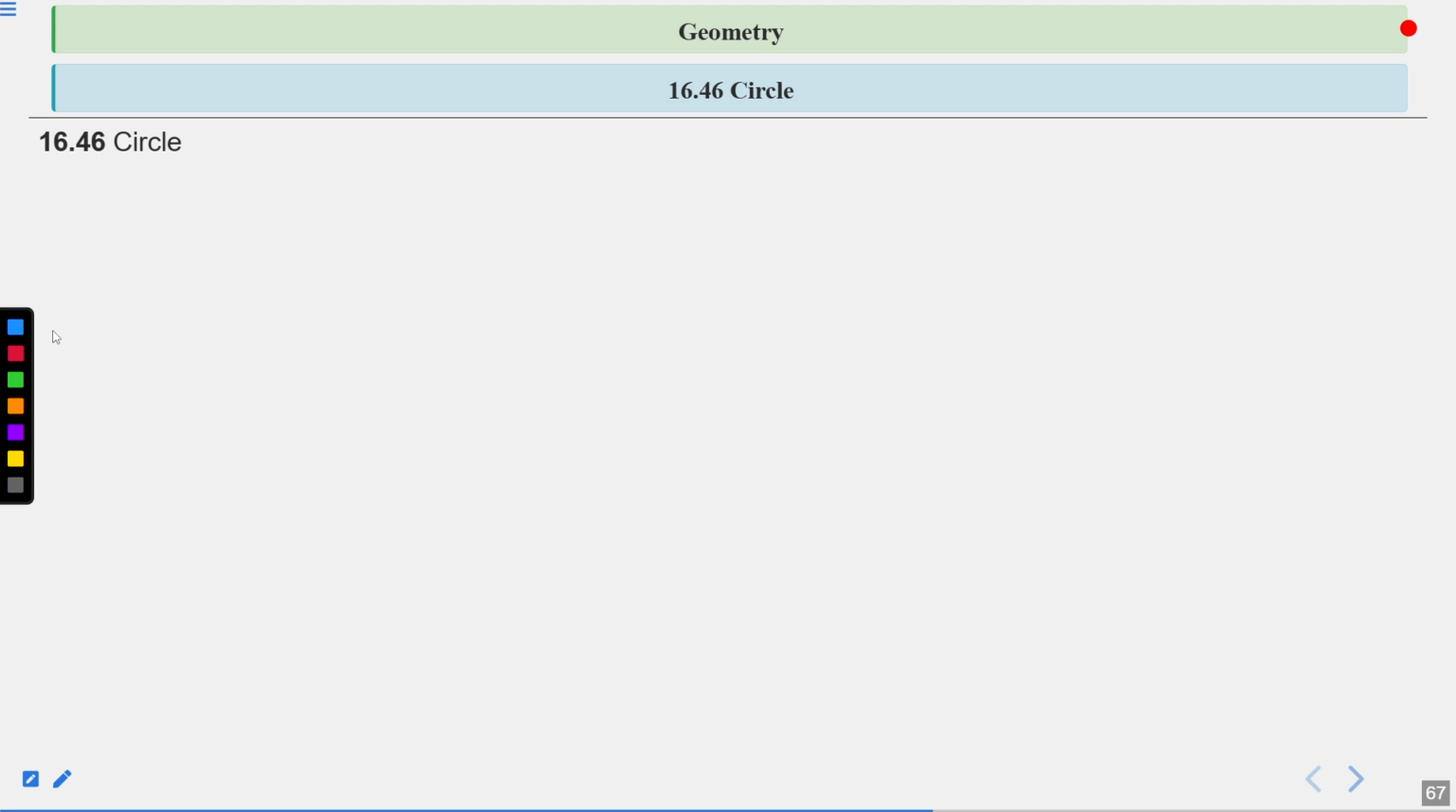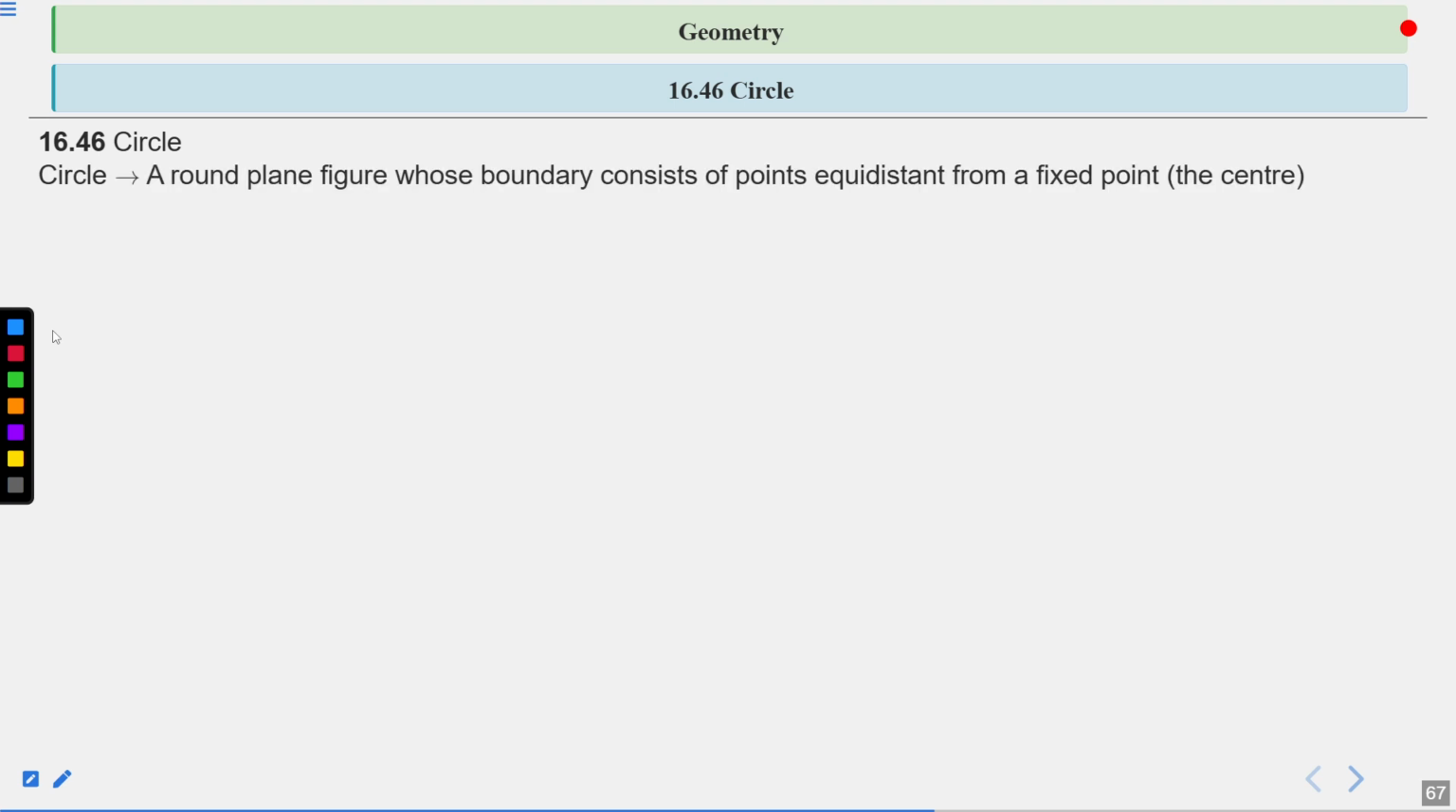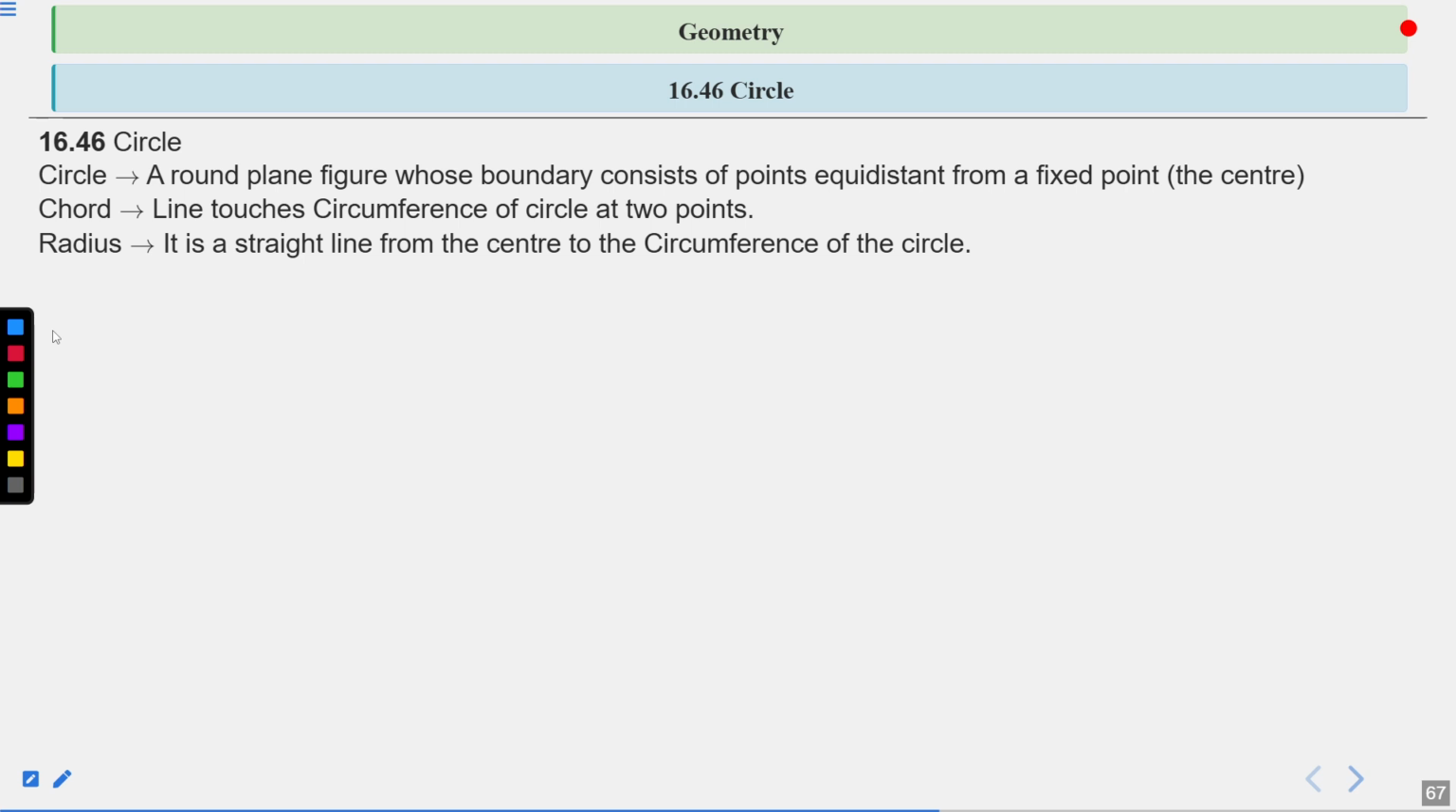Circle. So, what is the circle? A round plane figure whose boundary consists of points equidistant from a fixed point, and this point is called the center of the circle. A line that touches the circumference of the circle at 2 points is called a chord. What is the radius? It is the straight line from the center to the circumference of the circle.